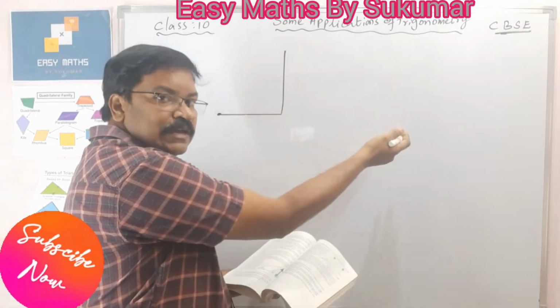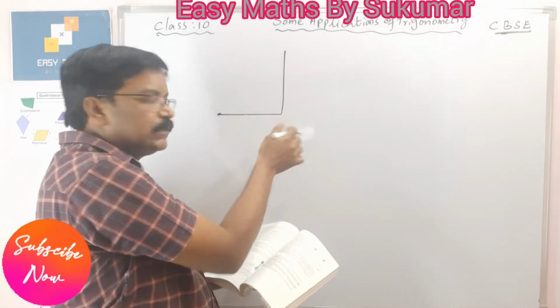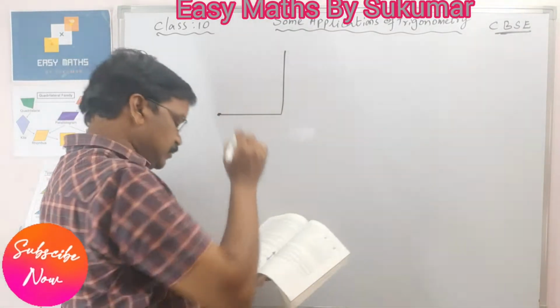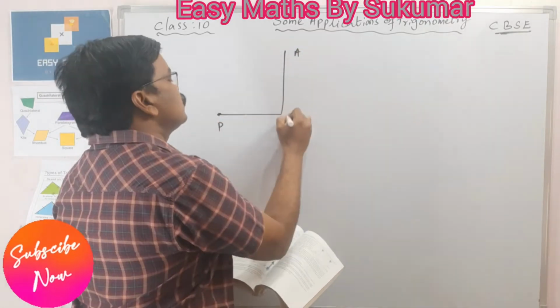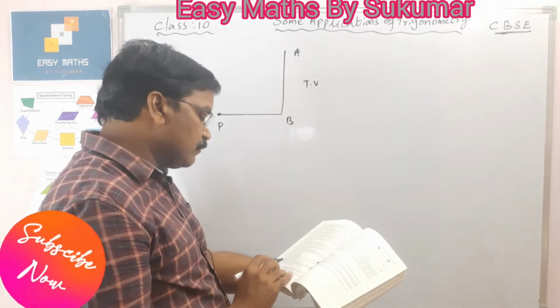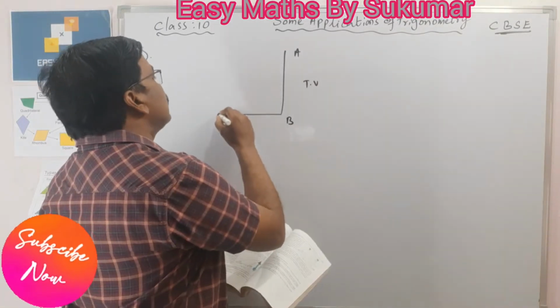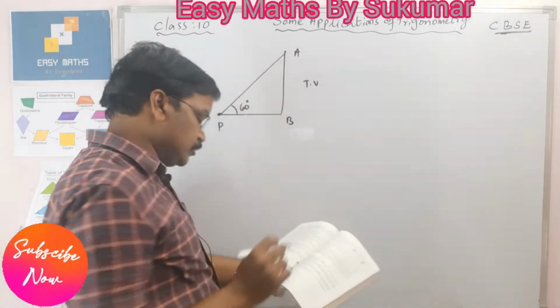So on one side there is a TV tower standing vertically. From the other point, my dear students, from this point, just imagine this is the TV tower. The angle of elevation of the top of the tower from this point is 60 degrees. So this angle of elevation is 60 degrees.